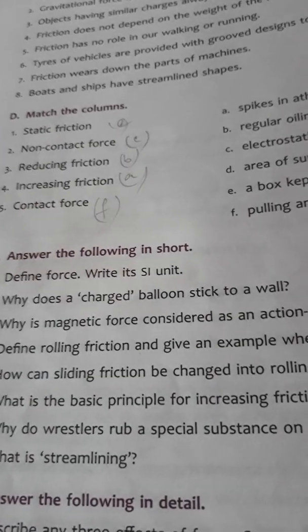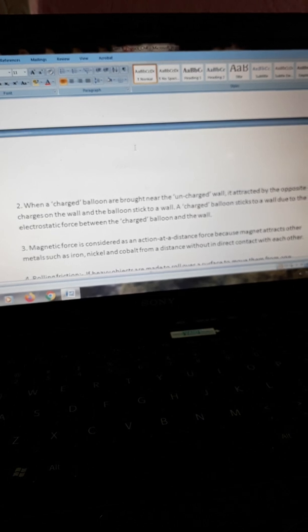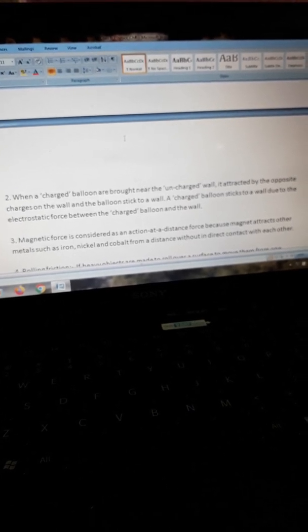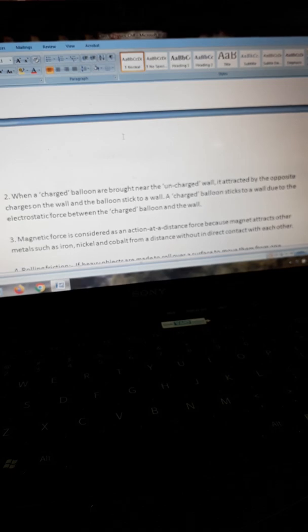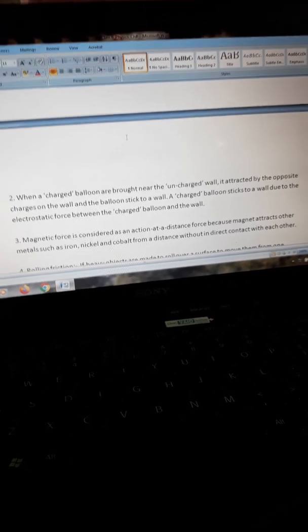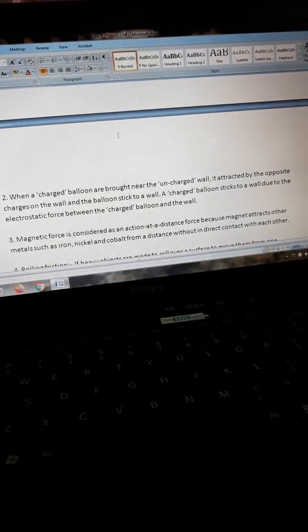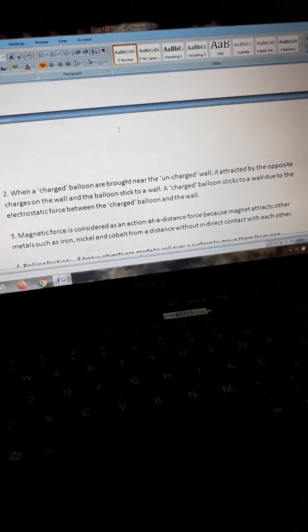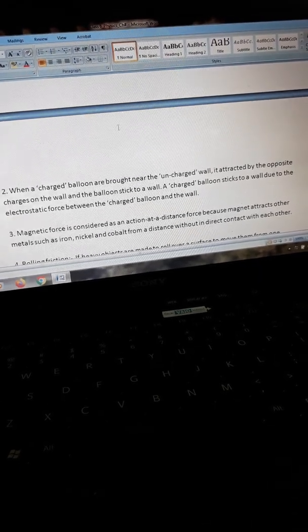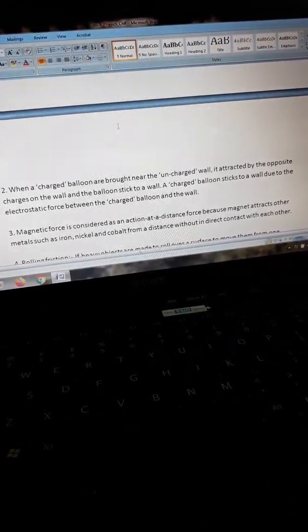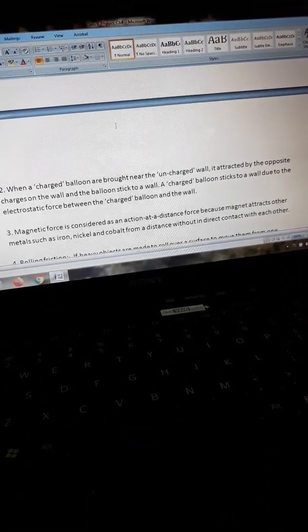Question number 3: why is magnetic force considered an action at a distance force? Magnetic force is one kind of non-contact force, and it is considered an action at a distance force because a magnet attracts other metals such as iron, nickel, cobalt from a distance without direct contact with each other. So without any physical contact, the magnet can attract other metals such as iron, nickel, cobalt. That's why we consider magnetic force an action at a distance force.